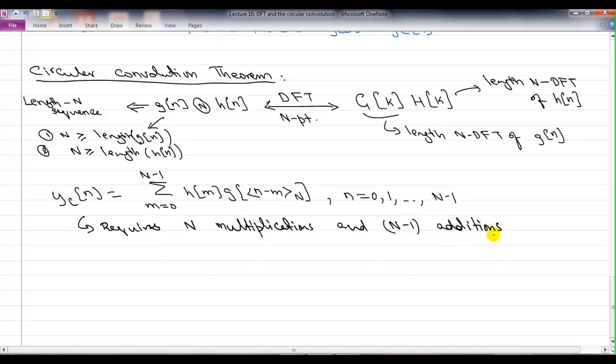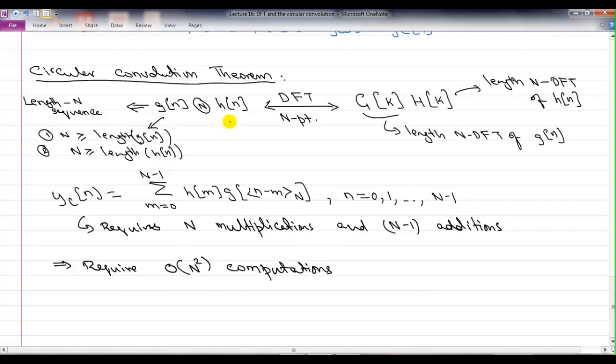Now what this means is, since we have a total of n entries in our circular convolution, the total computational cost for circular convolution is proportional to n squared, or what is known as order n squared complexity. So this is what happens if you were to compute circular convolution using the formula directly.